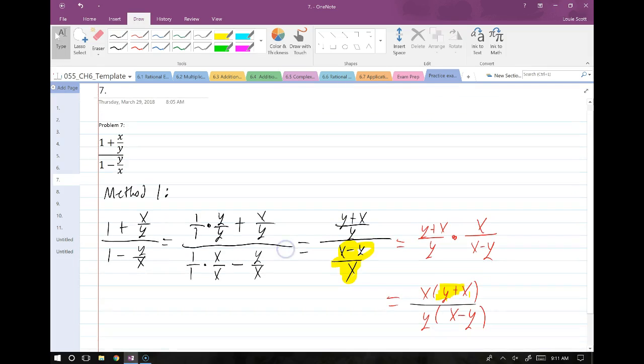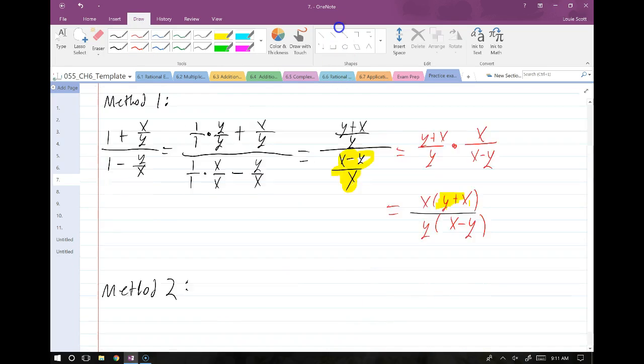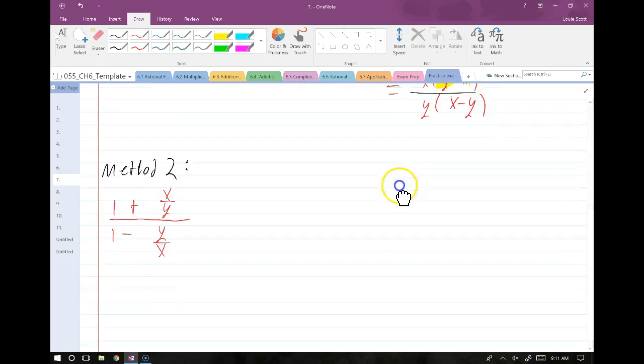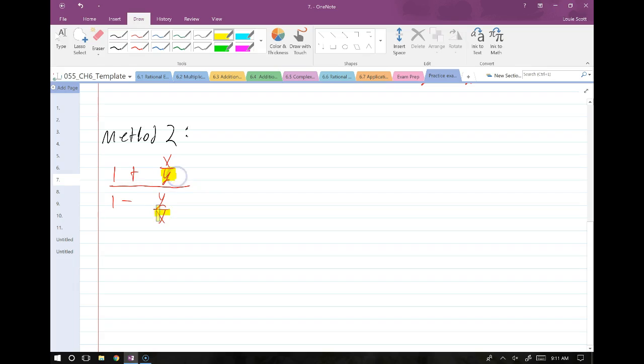So on method 2, we would just recognize 1 plus x over y. All right, so I just recognize that I have only two denominators. They're both prime of sorts. So my common denominator, my LCD, is going to be yx. So I'm going to multiply top and bottom of this complex rational by yx.